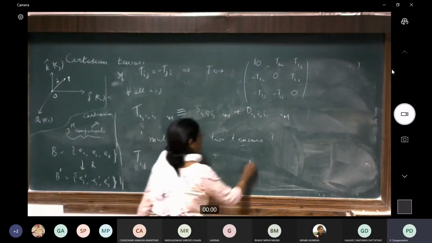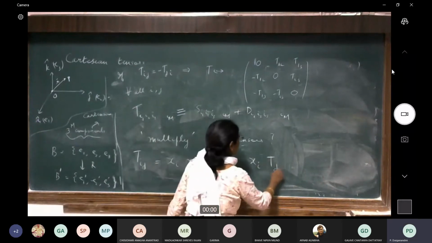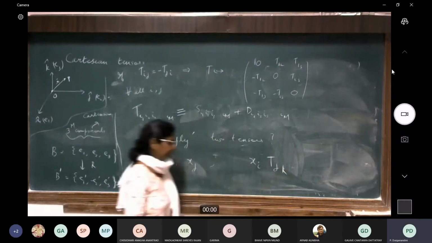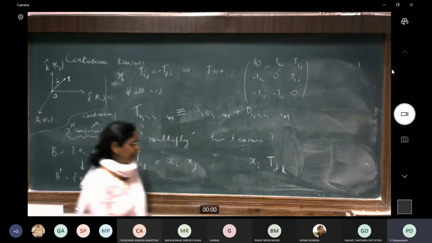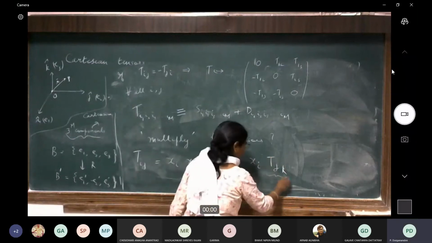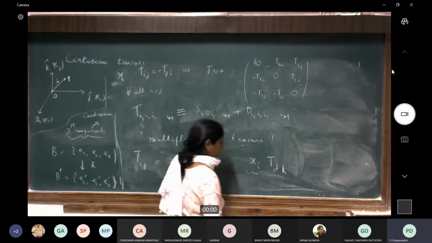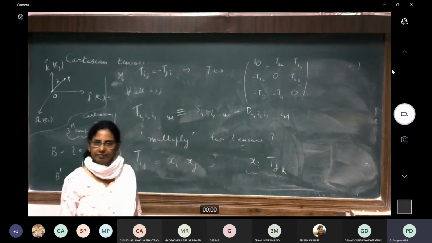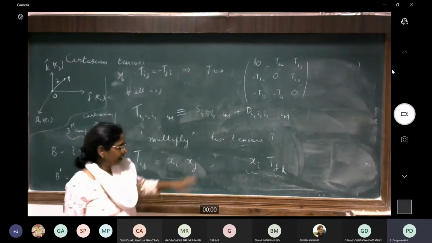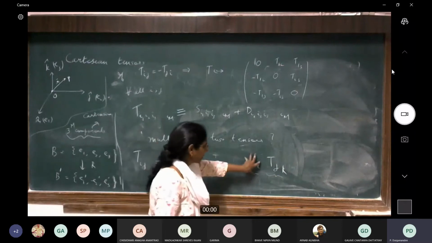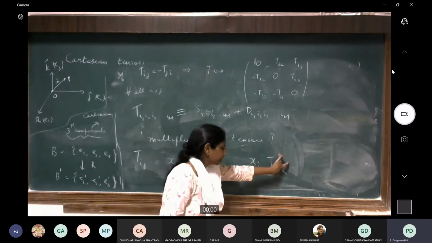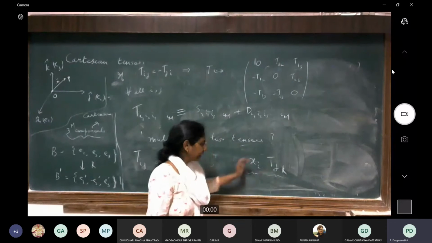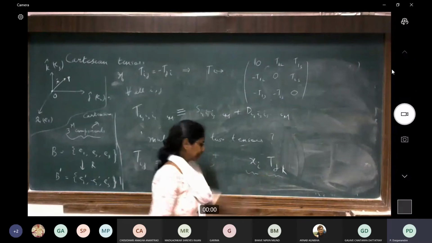Now I could also do this. Suppose I construct this object, xi into tjk. So this is a tensor of rank 2, this is a tensor of rank 1, and what you will find is that this quantity now will transform like a third rank tensor. So this is like taking the outer product of a tensor of rank 1 with a tensor of rank 2, and then getting a tensor which is of rank 3.